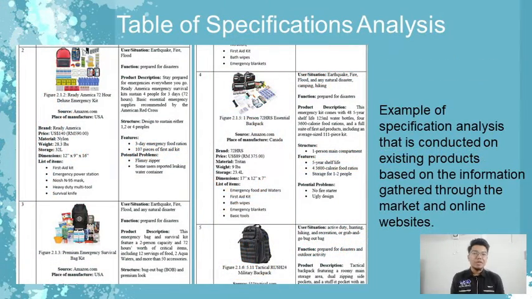This is our example of diversification analysis that is conducted on existing products based on the information gathered through the market and online websites. Based on this analysis, there are various design, size, extra features and material issues with existing products. For example, some existing products had a potential problem with their compartments and size, which is too small to add extra supplies.